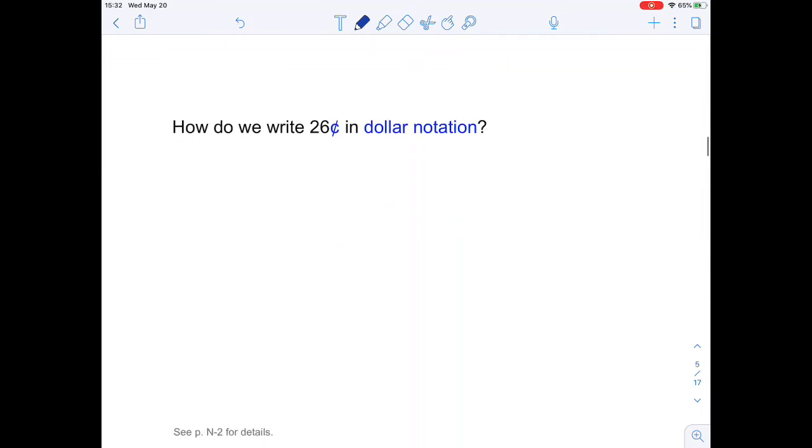How do we write 26 cents in dollar notation? So we know that 26 cents is less than $1. It's actually 26/100ths of a dollar. And so we would write 0.26 because we know that makes 26/100ths, and then we put the dollar sign in front. The cent sign goes at the back. The dollar sign always goes at the front.